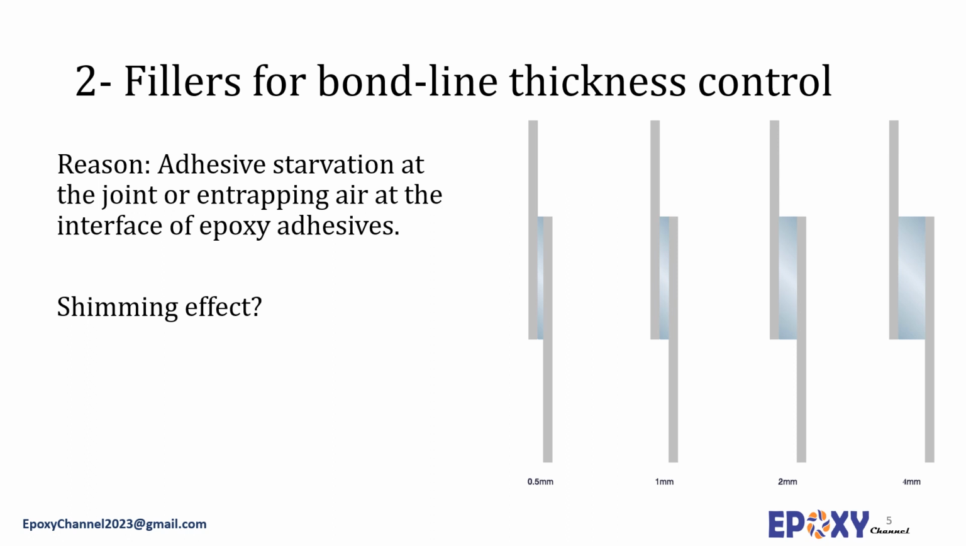Fibers for bond line thickness control. This is generally relevant to epoxy adhesive formulations, and generally fillers are incorporated to control the viscosity of the adhesive as well as other properties such as thixotropy and sag resistance. If the adhesive flows easily before and during cure, there is a possibility of adhesive starvation at the joint.